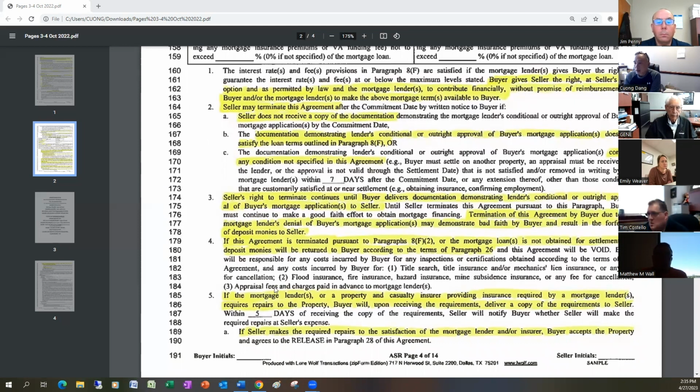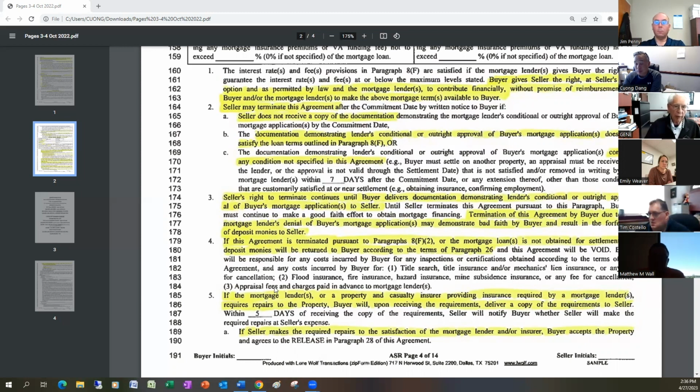3, seller's right to terminate. So the seller can terminate, continues until buyer delivers documentation demonstrating lender's conditional or outright approval, the commitment letter. Until seller terminates this agreement pursuant to this paragraph, buyer must continue to make a good faith effort to obtain mortgage financing. So they can't just stop and freeze. They've got to continue with the deal.